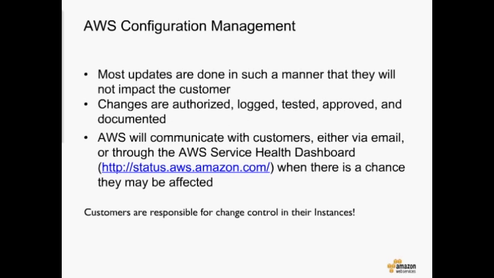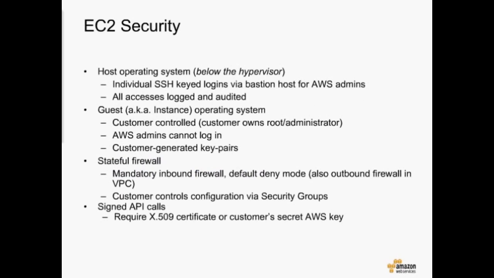So if we move up the stack a little bit into the EC2 service itself, when you look at securing that service, we need to break this up into two different parts: the host security and the guest operating system security. The host operating system, that's the virtualization layer, is our responsibility to manage. We do that through specially designed Bastion hosts. A small number of people have access to these systems, and they have to authenticate using individual SSH key pairs with multi-factor authentication. All of their access to those systems is logged and audited. And that's how our administrators manage the host operating system.